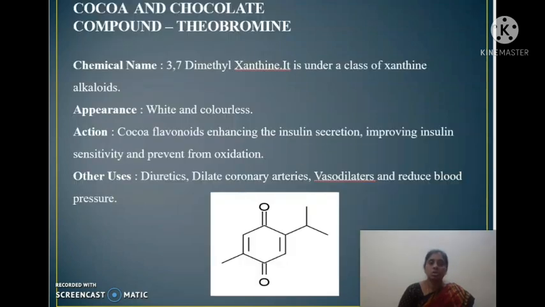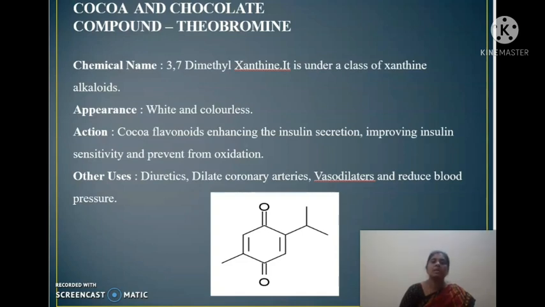Next is cocoa and chocolate. The component present in cocoa and chocolate is theobromine. The chemical name of theobromine is 3,7-dimethylxanthine. It is white in color, or sometimes colorless. The theobromine present in cocoa helps to increase the insulin secretion and improve the insulin sensitivity, and it also helps to prevent oxidation.